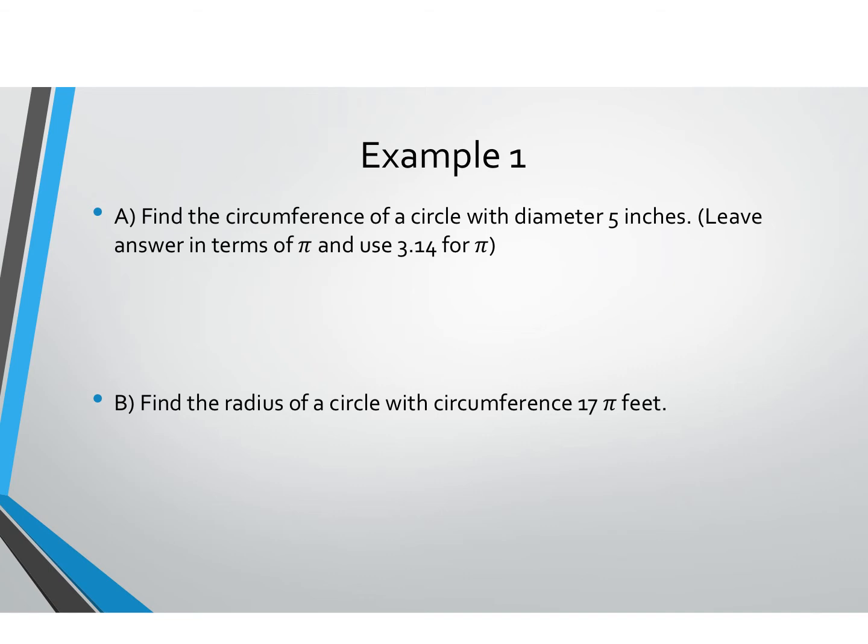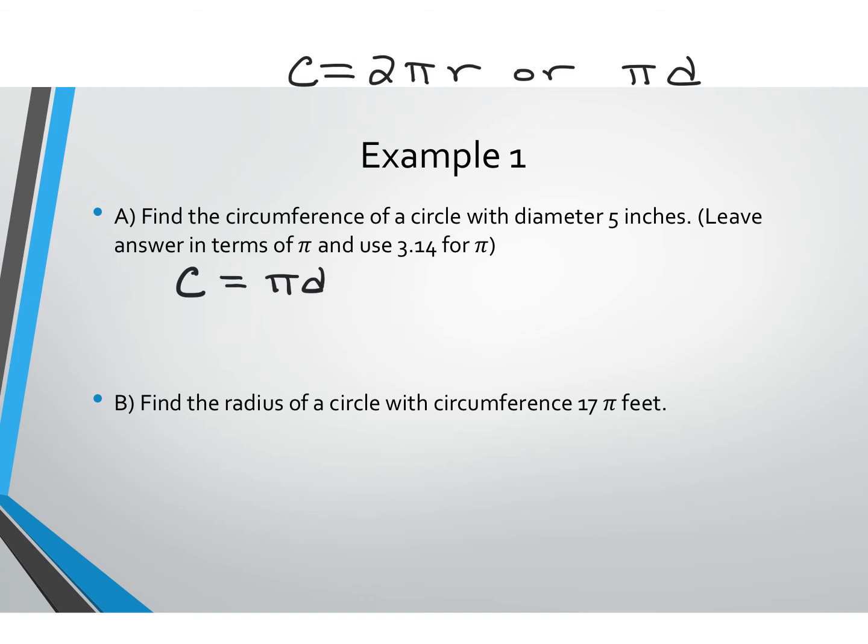The formula for circumference, remember there's 2 of them. It's either circumference is equal to 2 pi r or pi times d, which is the diameter. Since they gave me a diameter, I'm going to use the second one. So I'm going to use C equals pi d.